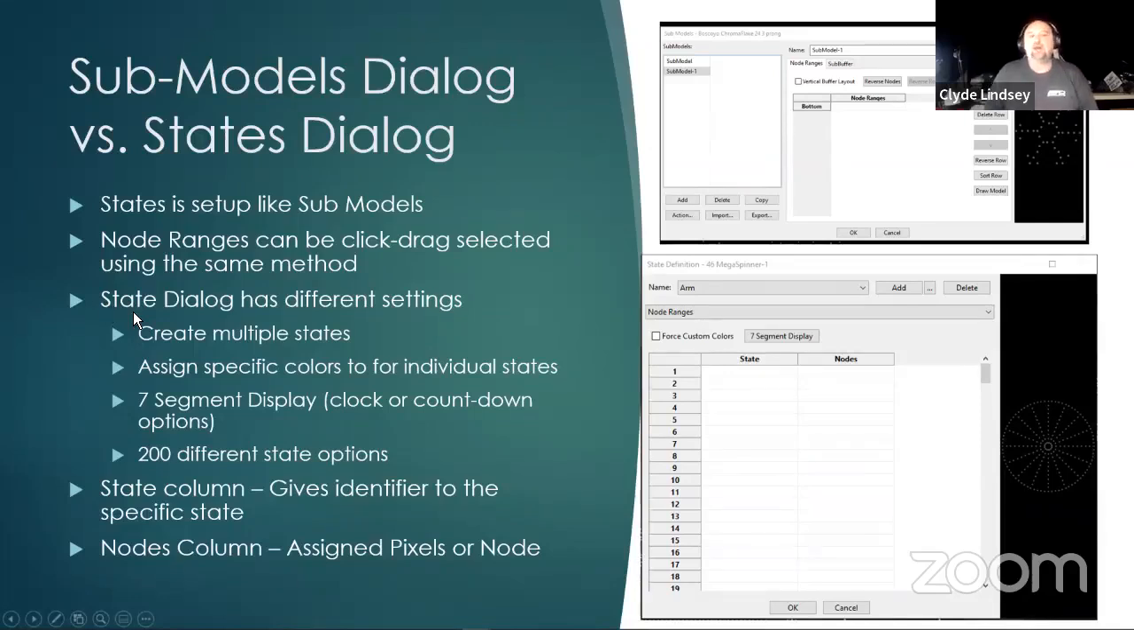The states dialog has different settings. You can create multiple states. In other words, right here it says name. I have one that's called arm here that I created, and we'll go through a demo of that. But you could have arms, rings, curls, segments, whatever you want. You could have a number of these. And what that would do is give you much more options for sequencing if you have specific states or different looks that you'd like to portray at different times in the song.